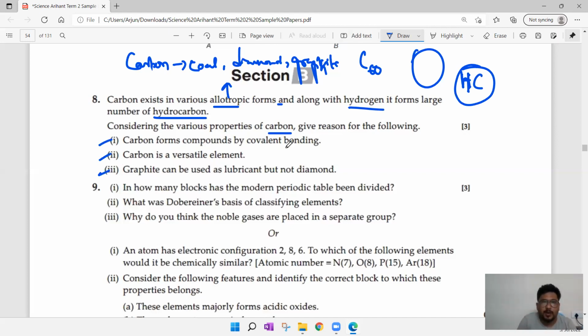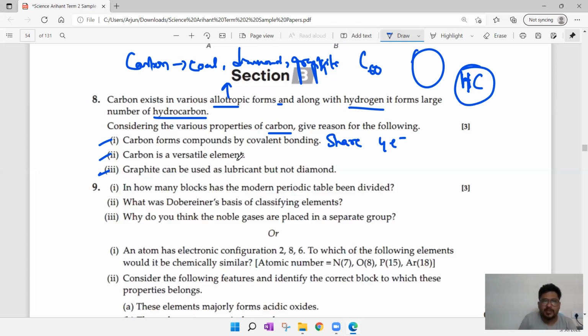Carbon forms compounds by covalent bonding. Yeah, because carbon can neither lose electrons nor gain electrons. If it loses electrons, the atom will collapse. If it gains electrons, it cannot handle them. 6 protons cannot handle 10 electrons, so no losing, no gaining. Instead of that, what will it do? It will only share its 4 electrons, so it will form only covalent compounds. That is the answer you can write for that.